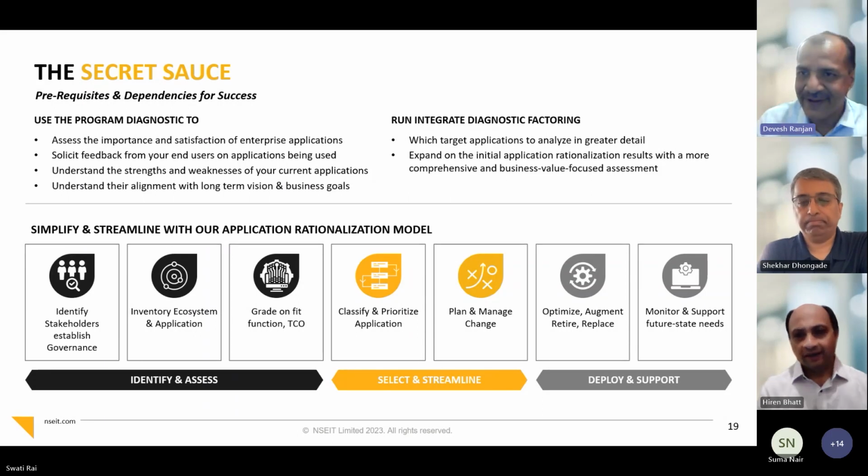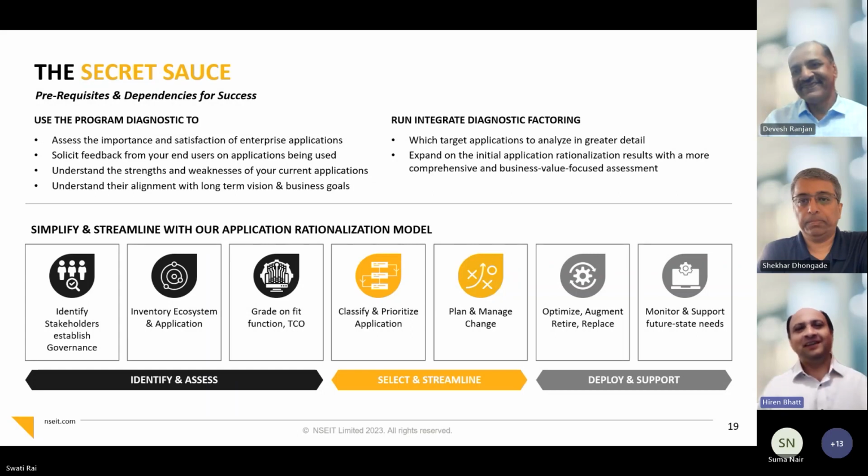Hiren, anything which you wanted to add? Yeah, and the secret sauce is actually produced from the framework which we have created, which is called the SUFFLE framework. SUFFLE also means success.